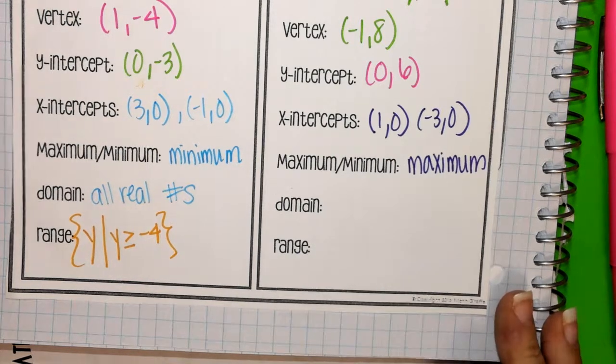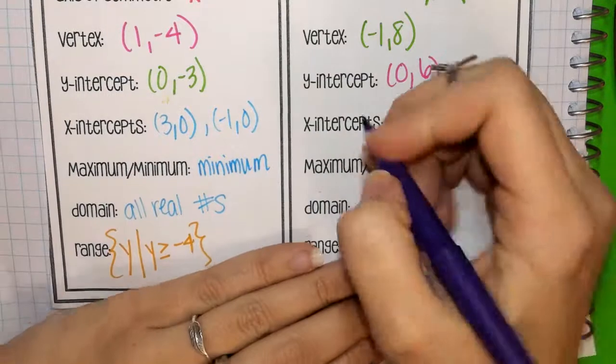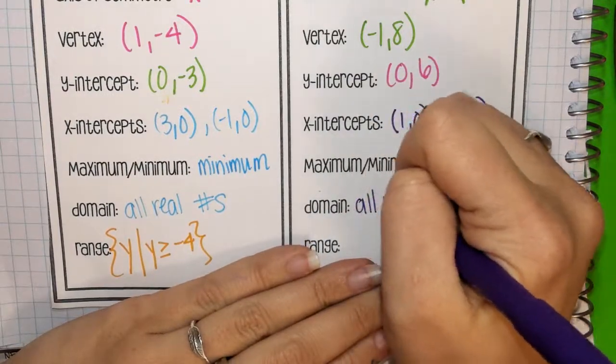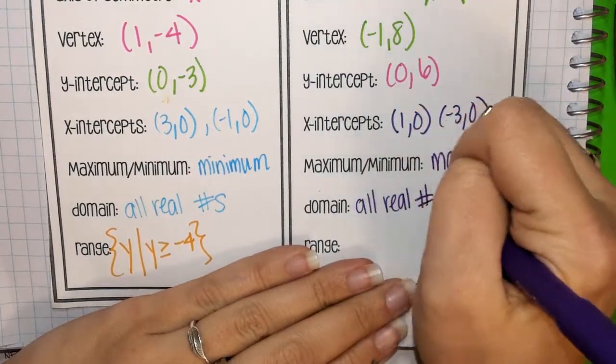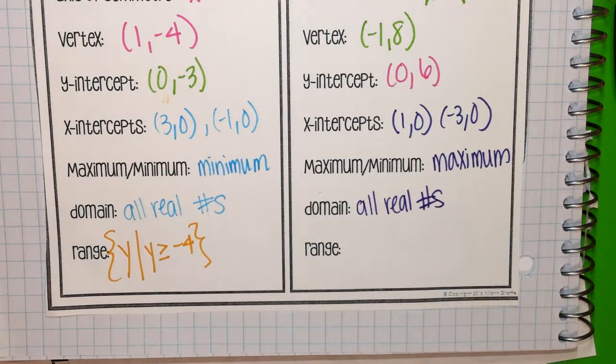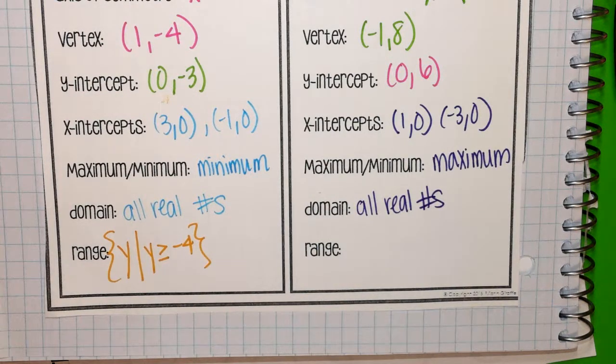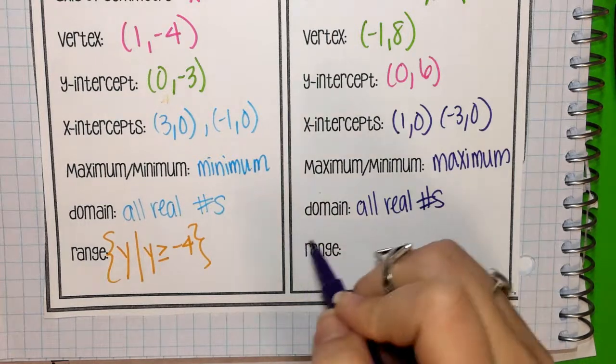Alright, domain. Can we plug in any x value? So it's all real numbers. You have to write that too. What if it's not all real numbers? It will be. So we put all real numbers there.